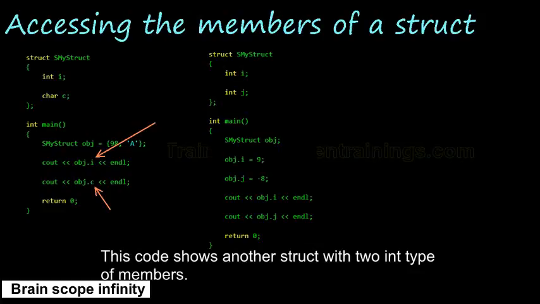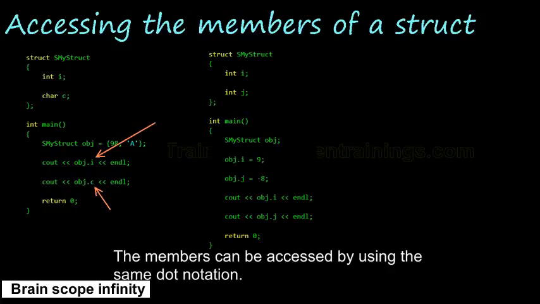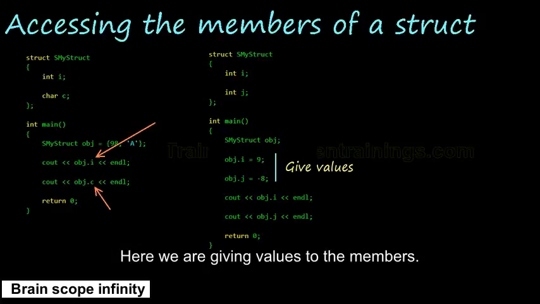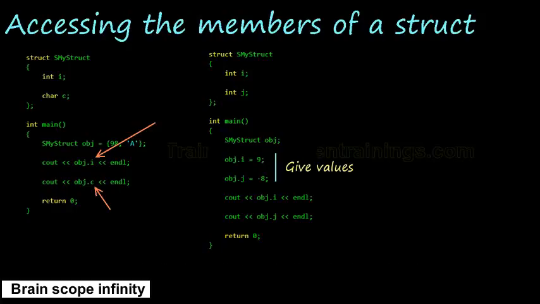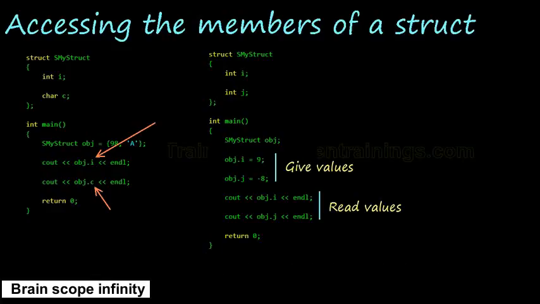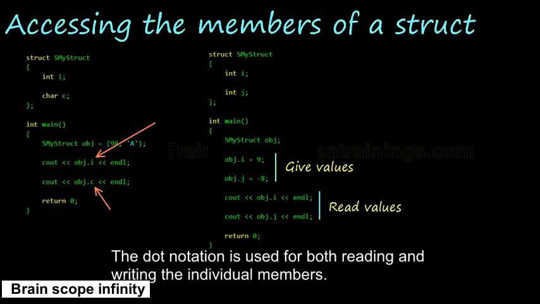This code shows another struct with two int type of members. The members can be accessed by using the same dot notation. Here we are giving values to the members. Here we are reading and displaying the values of the two members. The dot notation is used for both reading and writing the individual members.